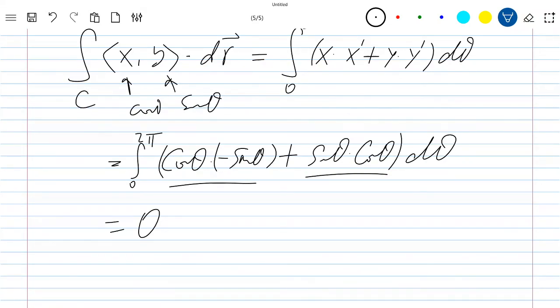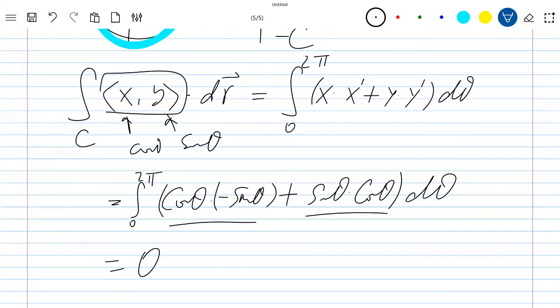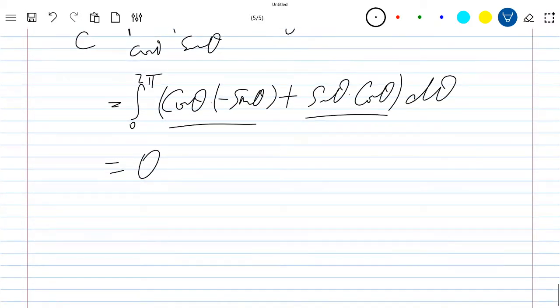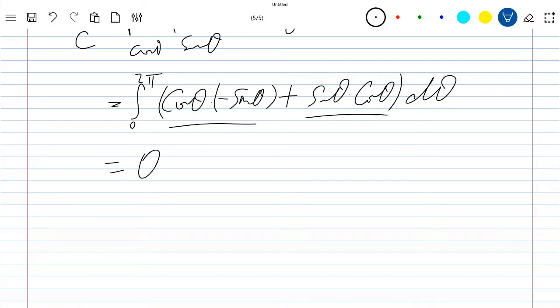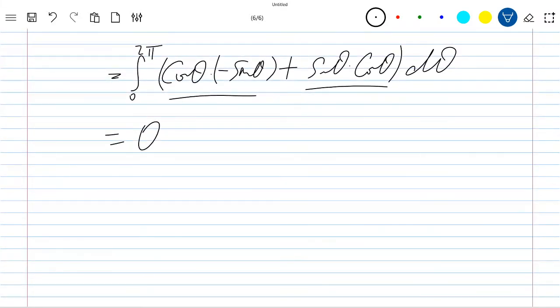Alright, and that is actually not so surprising, because this is a vector field that we showed last time. It's the gradient of this, a so-called gradient field. And it turns out that if you integrate a gradient field over a closed contour, a closed curve, you always get 0. Let's try the other one.